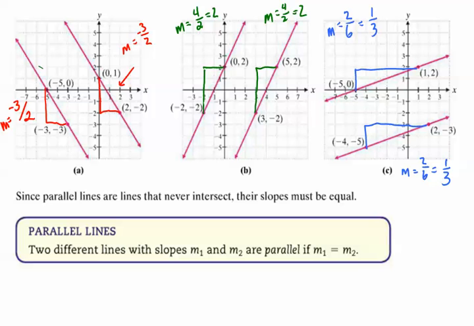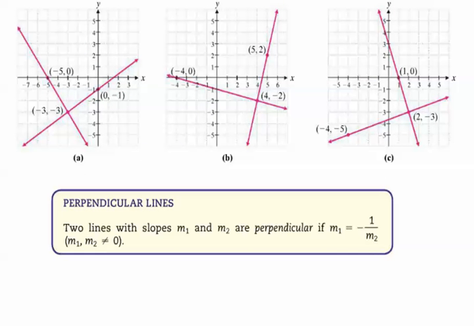What this also means is that two lines that have the same slope will never intersect, or since they never intersect, they have to have the same slope. All right, let's go on from there. The next thing we want to talk about is perpendicular lines and how their slopes are related to one another.